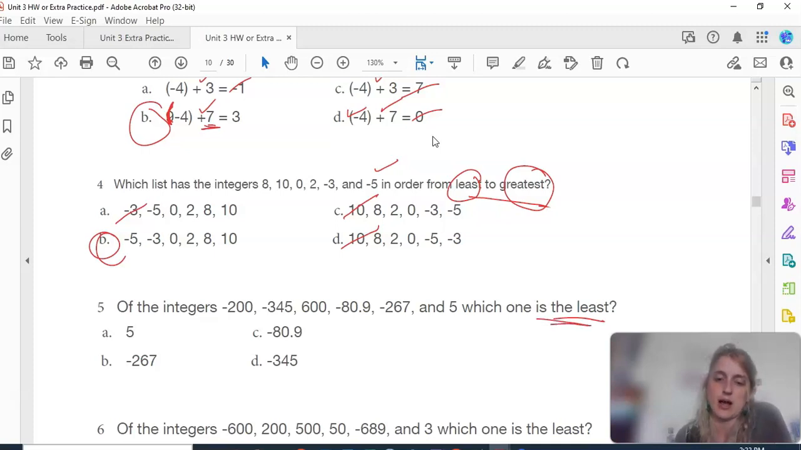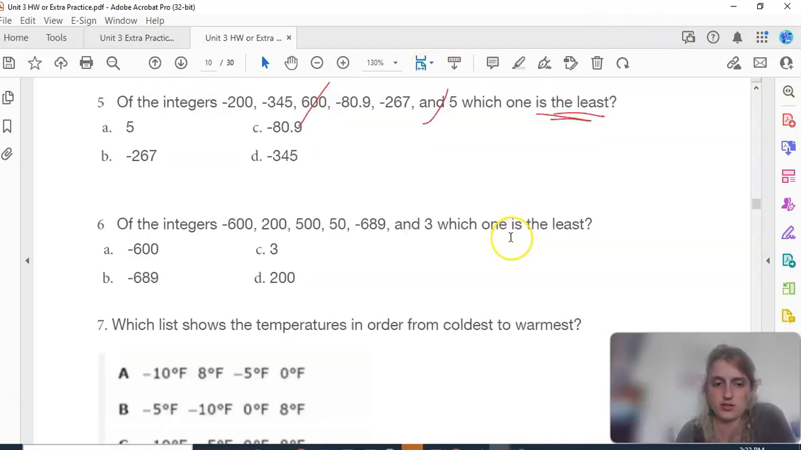Of all these integers, which one is the least? The least means the smallest, so it's not going to be a positive number. Which of these negative numbers is the least? Of the integers, all those below, scrolling, which one is the least? Of these 4 options, which one is the least?